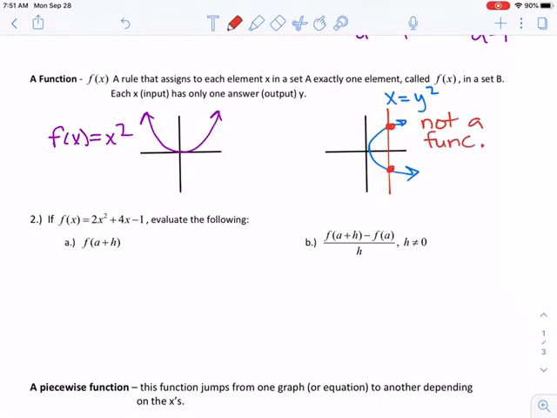The easiest way to tell if something is a function is to graph it and draw a vertical line. If it only crosses once and it passes the vertical line test, then it is a function.